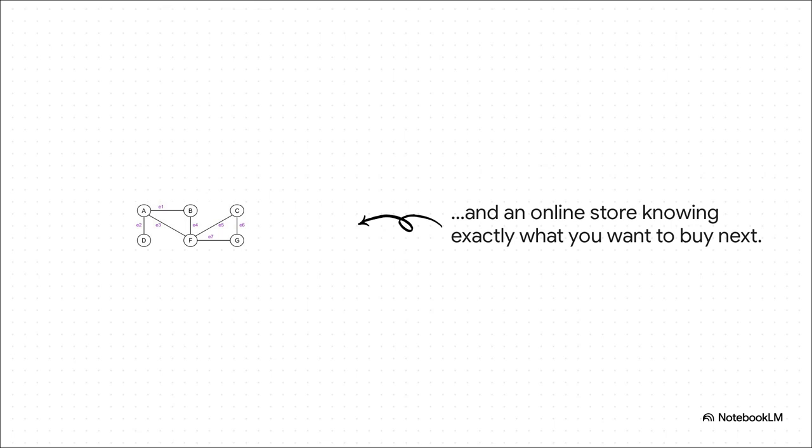And of course, there's the online store. You buy one thing, say a new video game console, and all of a sudden it's recommending the perfect game to go with it, a better TV to play it on, even a tablet. I mean, how does it know all those things are connected?